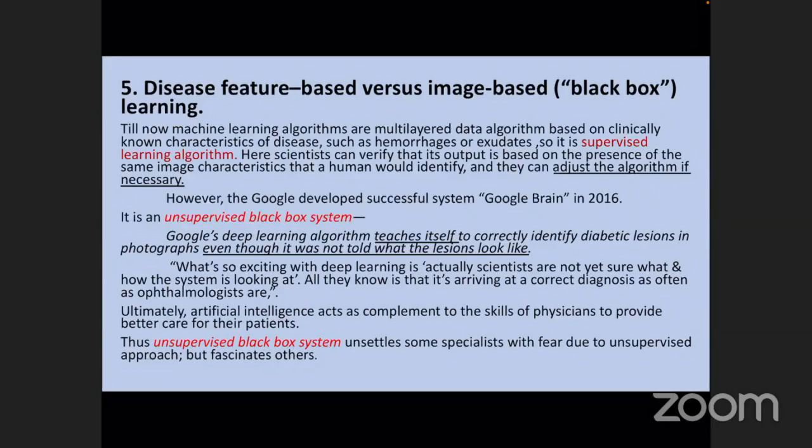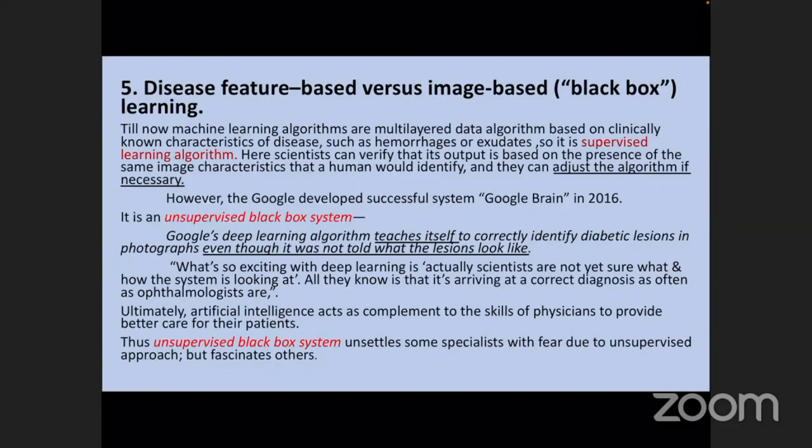But this is the supervised learning algorithm. However, Google has developed a successful system called Google Brain in 2016. Now, this is an unsupervised black box system. In this, Google's deep learning algorithm teaches itself to correctly identify diabetic lesions in photographs, even though it was not told what the lesions look like. What's so exciting with deep learning is that scientists are not yet sure what and how the system is looking at. All they know is that it's arriving at a correct diagnosis as often as ophthalmologists are. Ultimately, artificial intelligence acts as a complement to the skills of physicians to provide better care for their patients. But this unsupervised black box system unsettles some specialists with fear due to the unsupervised approach, but fascinates others.